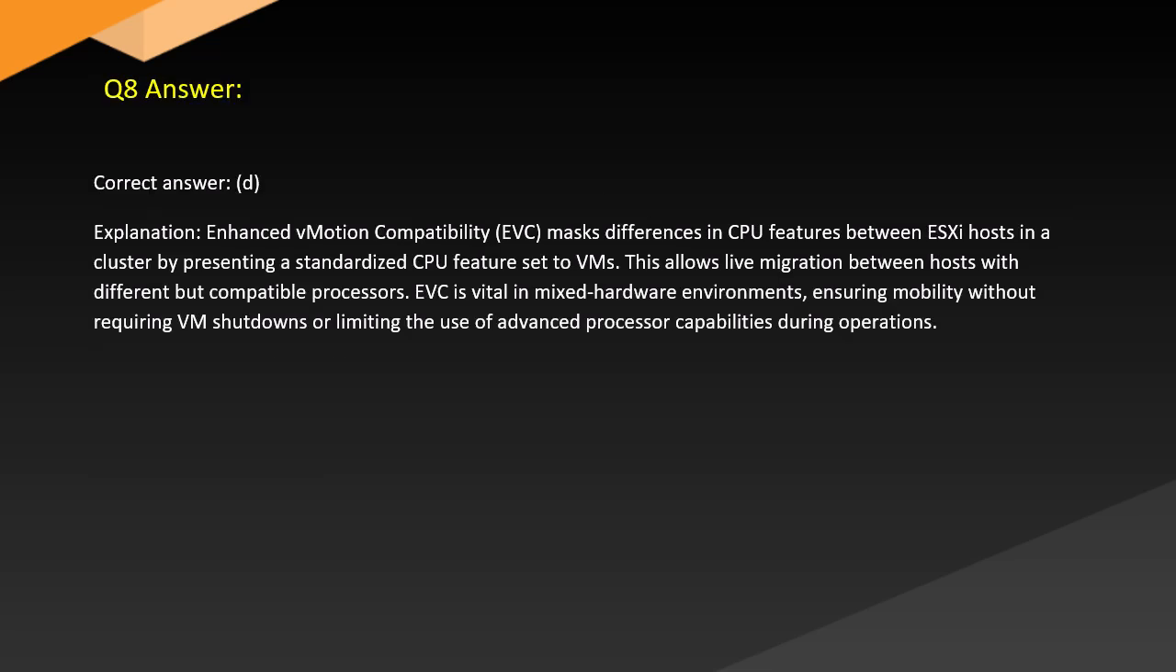Answer. Correct answer: D. Explanation. Enhanced vMotion Compatibility masks differences in CPU features between ESXi hosts in a cluster by presenting a standardized CPU feature set to VMs. This allows live migration between hosts with different but compatible processors. EVC is vital in mixed hardware environments, ensuring mobility without requiring VM shutdowns or limiting the use of advanced processor capabilities during operations.